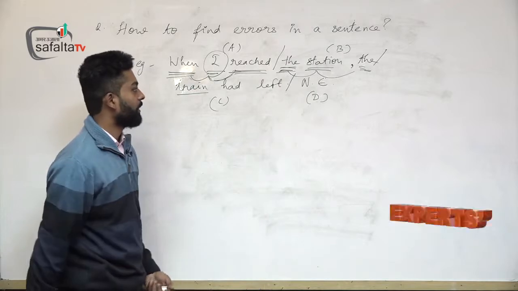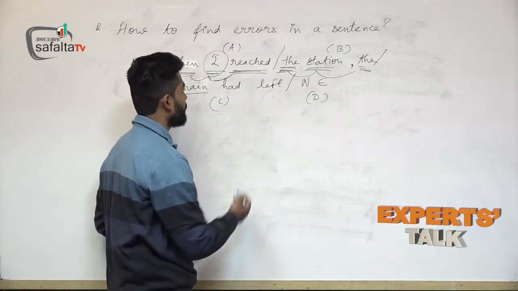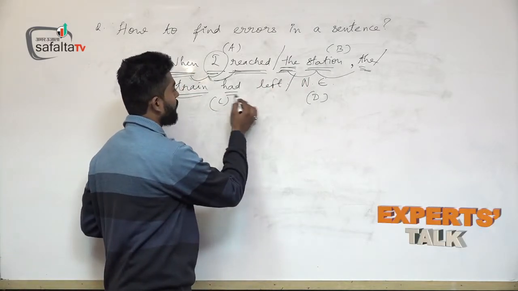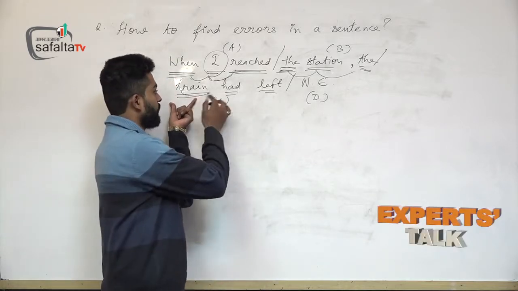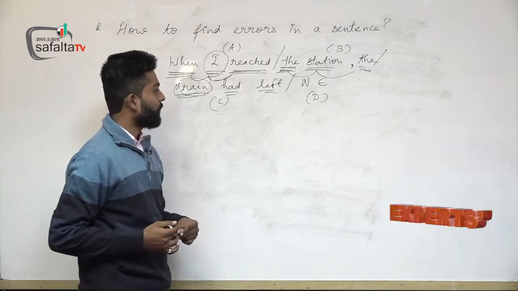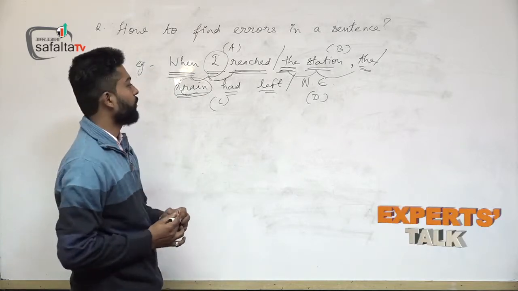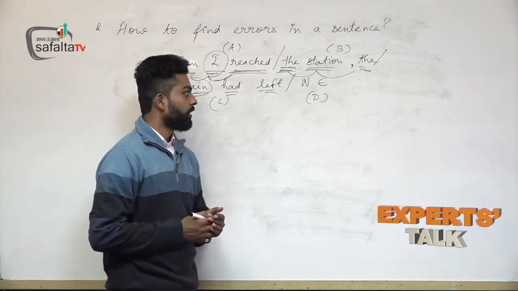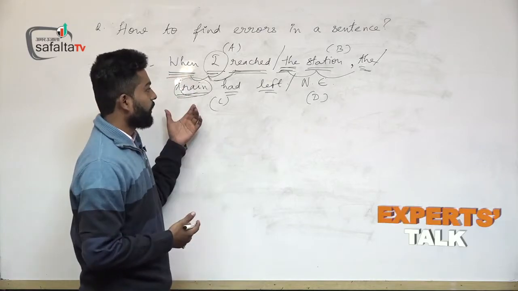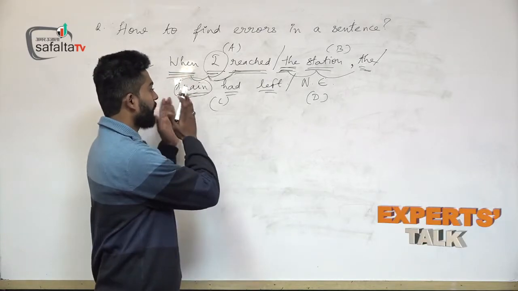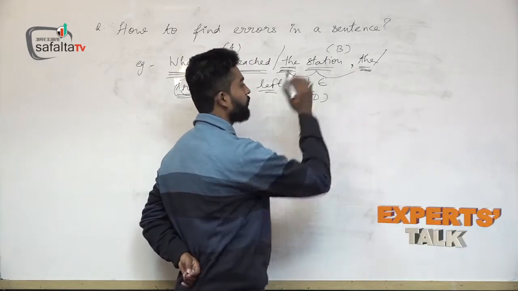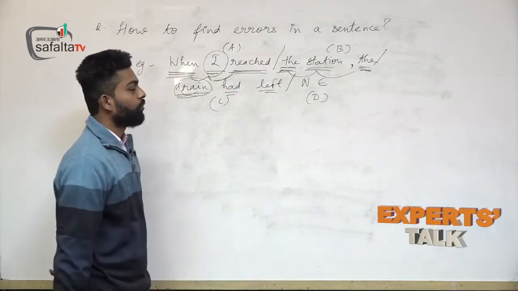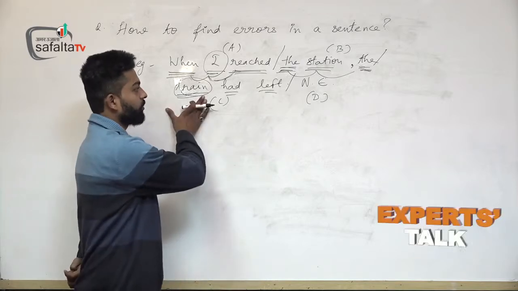Then move to the next part, that is, the train had left. "The train." This train is a particular train. We are talking about any express or any train or any mail, then this is a specific train for which the word "the" is used. It is also correct. So there is no error till this part of the sentence.